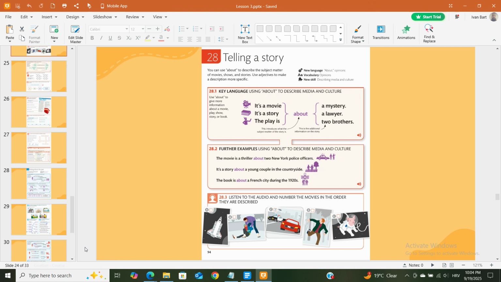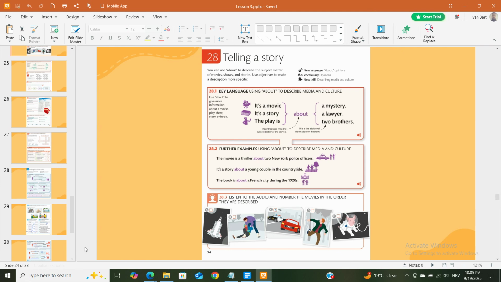Use about to give more information about a movie, play, show, story, or book. It's a movie, a mystery, about a lawyer. It's a story. The play is about two brothers. This introduces what the subject matter of the story is. This is the additional information on the story.